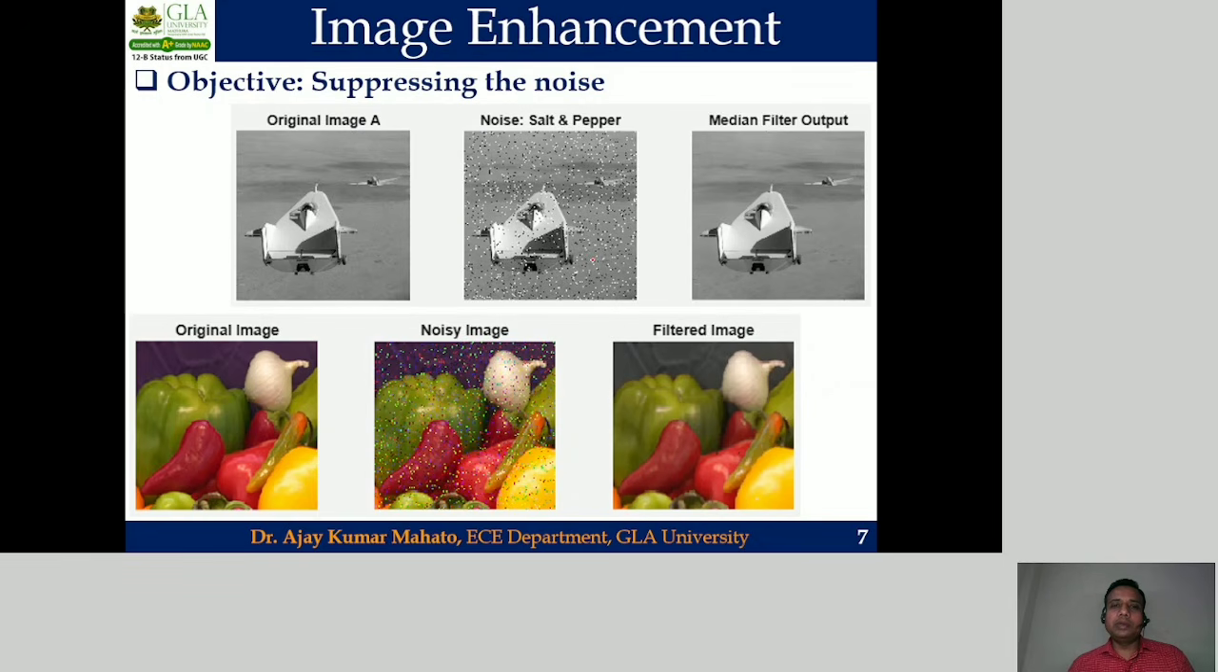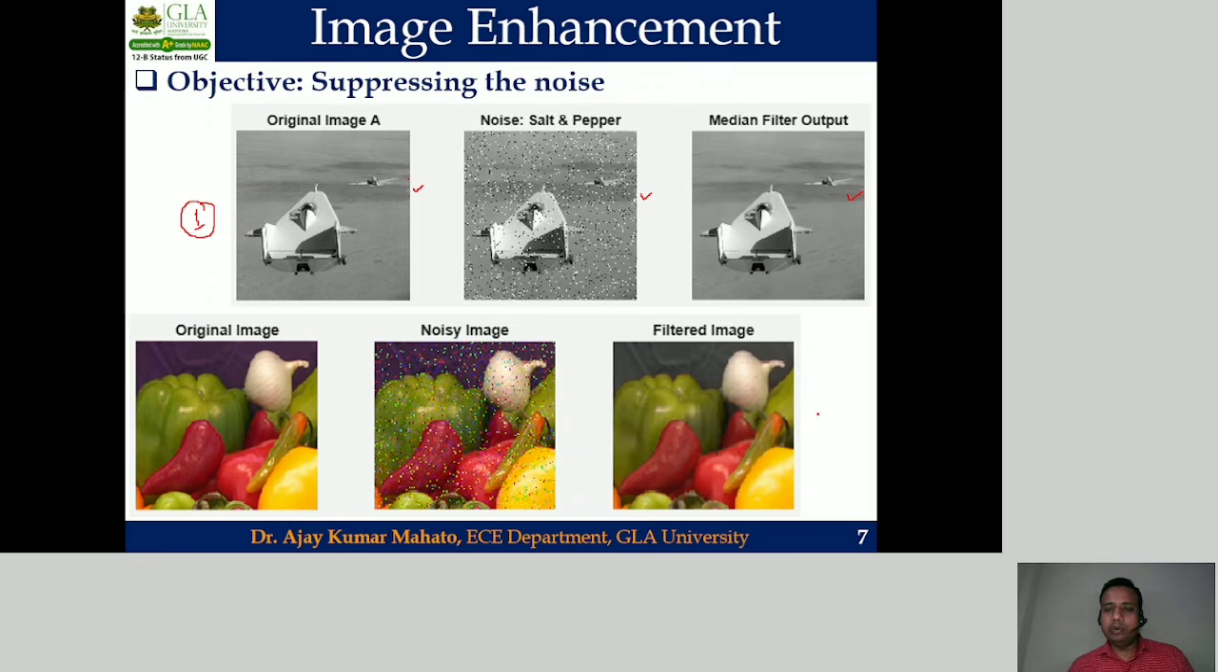The next objective of image enhancement is to suppress the noise. In order to understand this, let us take this example. This is my input image A. In this input image A, in order to make it noisy, I have added salt and pepper noise, and in order to remove the salt and pepper noise from this noisy image, I have applied the median filter, and as a result I obtain an image output which is free from salt and pepper noise. This is example 1, and here I have used a grayscale image.